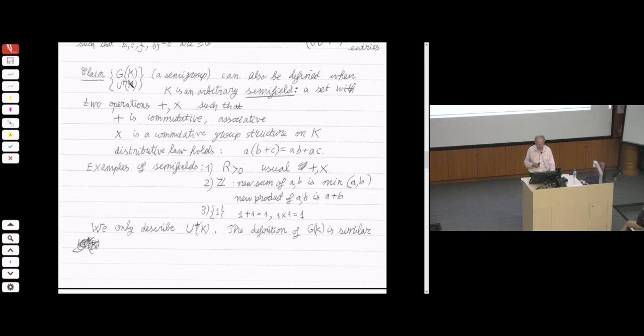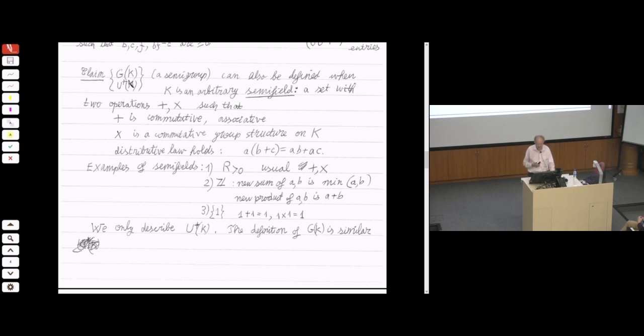Another one is the integers. This is a very interesting example. So the sum of two integers is defined to be the minimum of those integers. And the product of two integers is defined to be the usual sum of those two integers. The new product is the old sum. And this is actually a very important semifield.